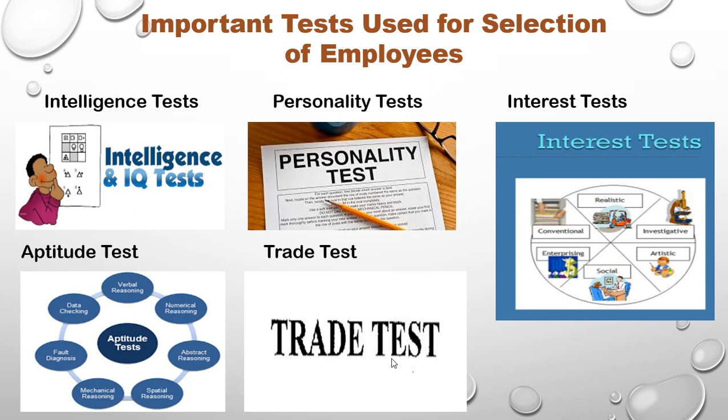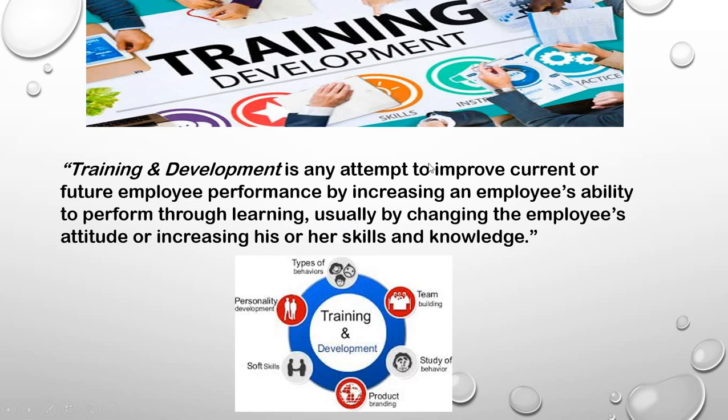Now moving to the next topic, that is training and development. What is the basic definition of training and development? Training and development is any attempt to improve current or future employee performance by increasing an employee's ability to perform through learning, usually by changing the employee's attitude or increasing his or her skills and knowledge.